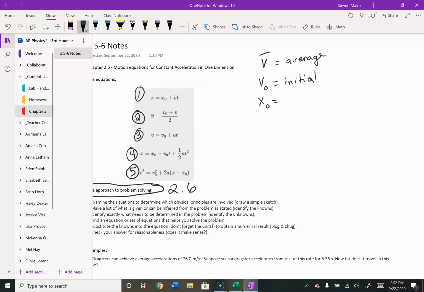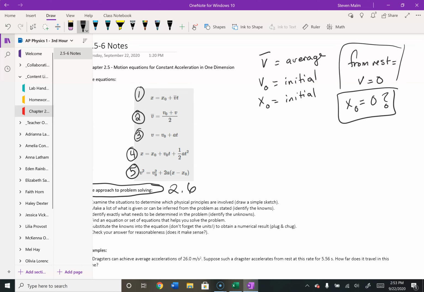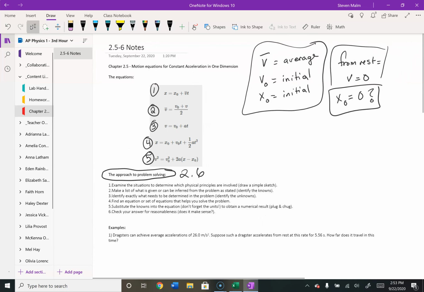Same thing for position. Whenever we hear "from rest," we're going to say that V naught, or whatever velocity it might be, is going to be 0. If we are given information about movement, sometimes we can also set the initial position to be 0. So just some brief reminders of stuff we've talked about before, but that you're going to need to have committed to memory for this next set of equations.